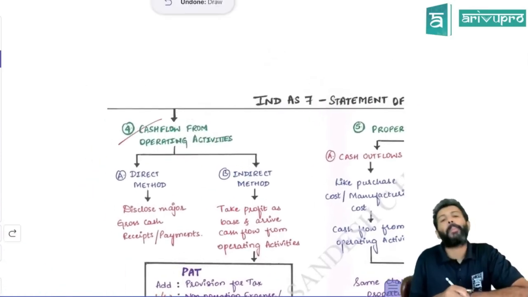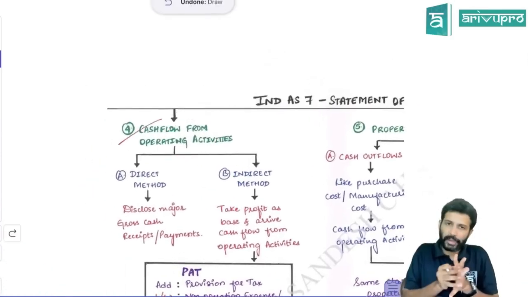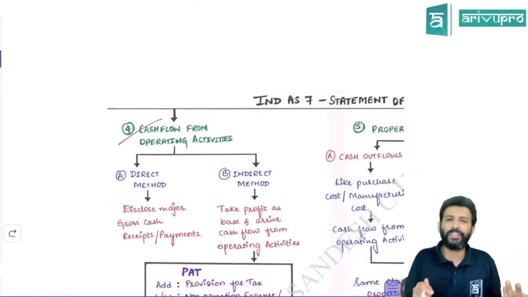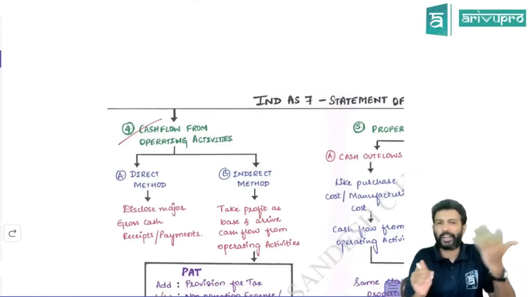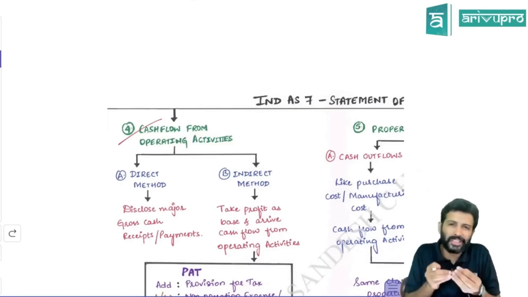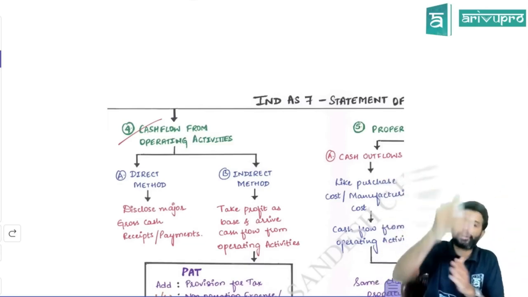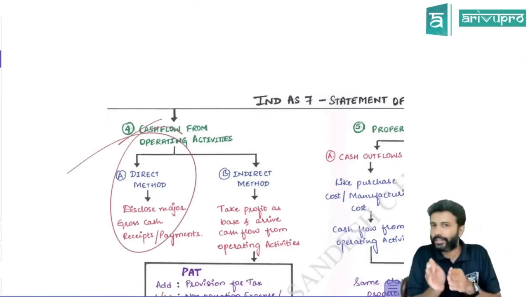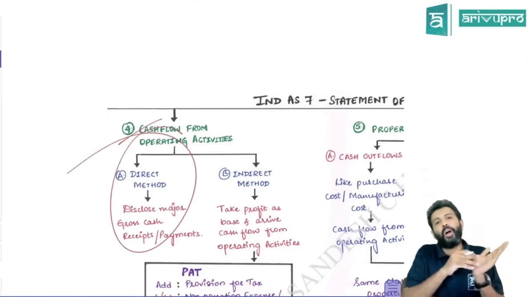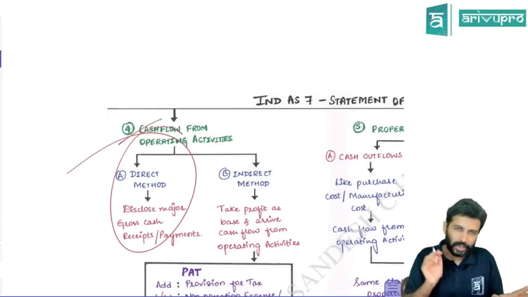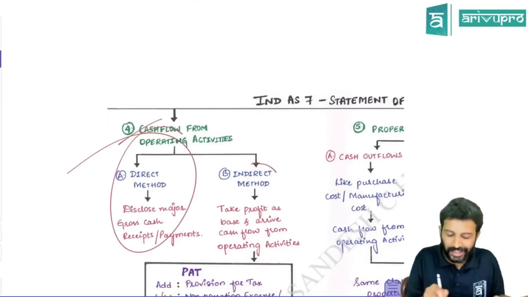Next, cash flow from operating activities. To find out cash flow from operating activities, we have two methods. One is the direct method, another one is the indirect method. Direct method means all this cash received from debtors, cash sale, cash paid to creditors, all this information will be directly given to you in the problem, or they'll give you some information using which you can find out these details. If that is the case, we'll go for the direct method. Or if that information is missing, then the more popular method of finding out operating cash flow is the indirect method.